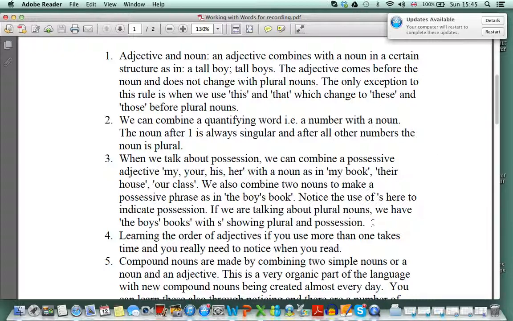We can often find more than one adjective in front of a noun, so it is very important that you notice the order of adjectives as you read.